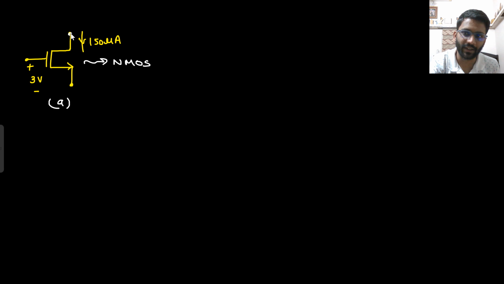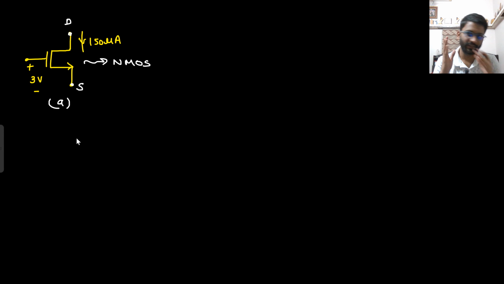That means this has to be the drain. In NMOS, what is the direction of current? Drain to source. And in case of PMOS, what is the direction of current? Source to drain. That we have to remember. Electrons were going into the drain, so the direction would be drain to source. So the upper one is drain, lower one is source.